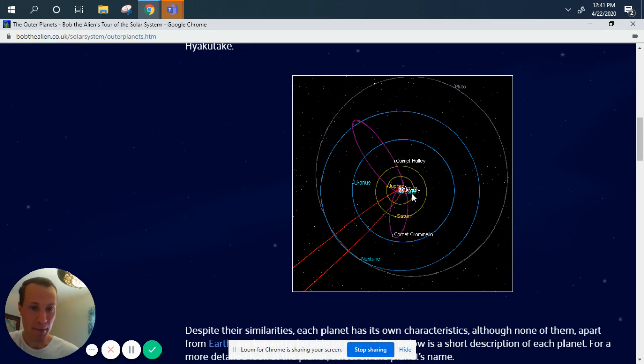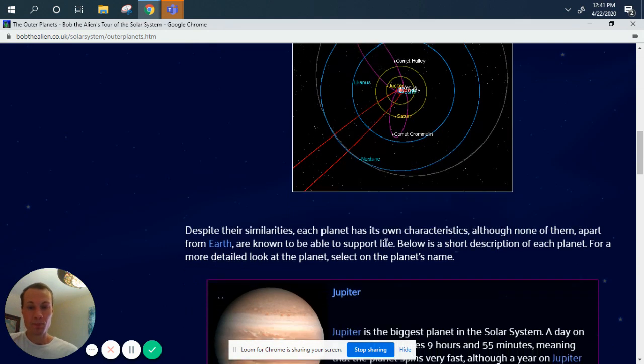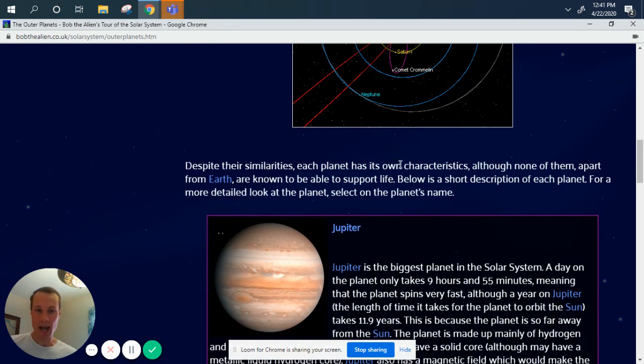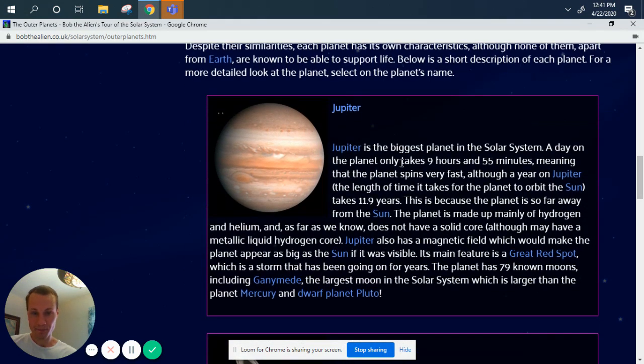You can also see some comets. We talked about comets. They're just huge balls of frozen ice and gas that are orbiting around the sun. And when they get closer to the sun, they start to burn up and leave a tail. They've got kind of interesting, almost squished orbits. So despite these similarities, each planet has its own characteristics. So let's look at them.